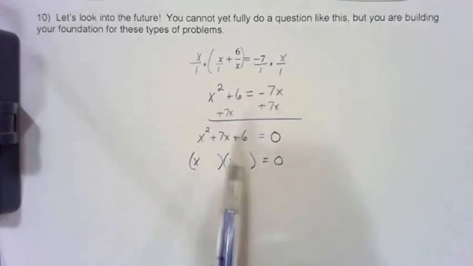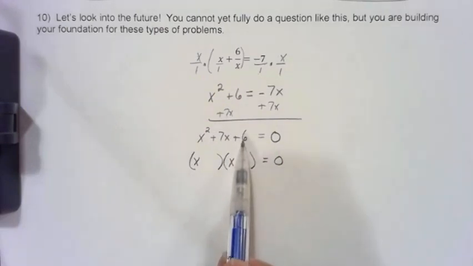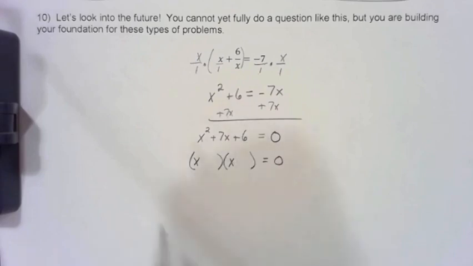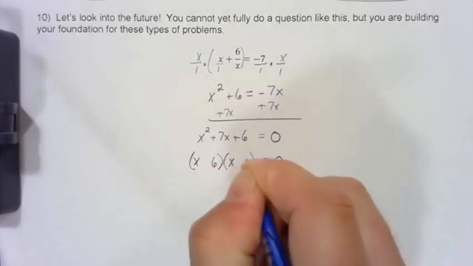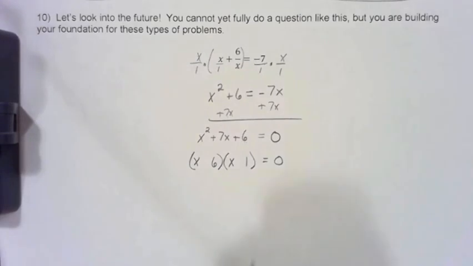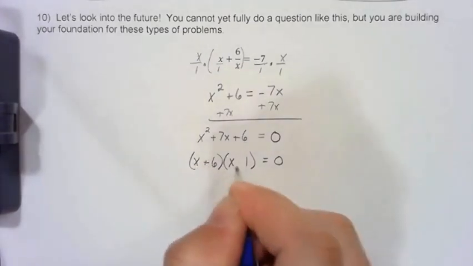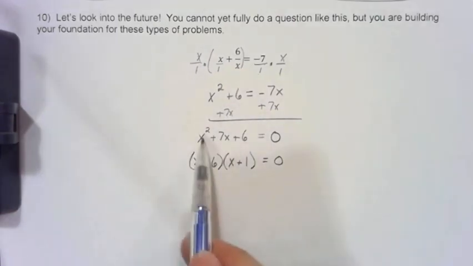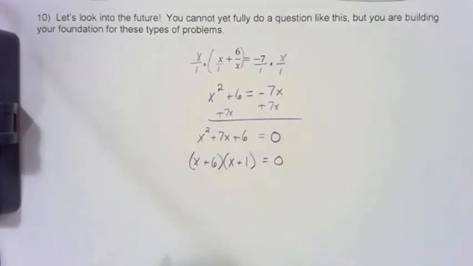And what I'm going to do, I'm going to look for factors of 6 that are going to add up to 7. And the factors of 6 that add up to 7 are 6 and 1. And so if I have x plus 6 times x plus 1, that's going to be equal to x squared plus 7x plus 6. And so now x plus 6 times x plus 1 equals 0.